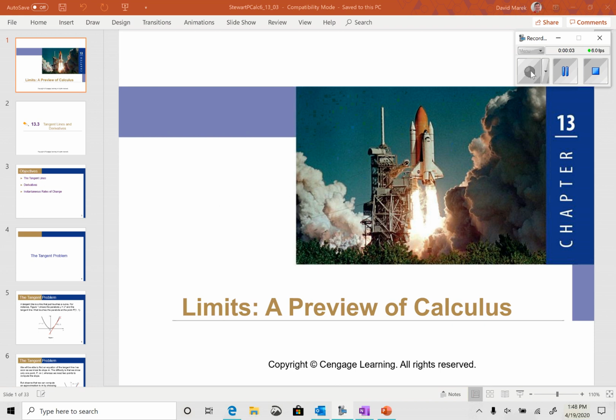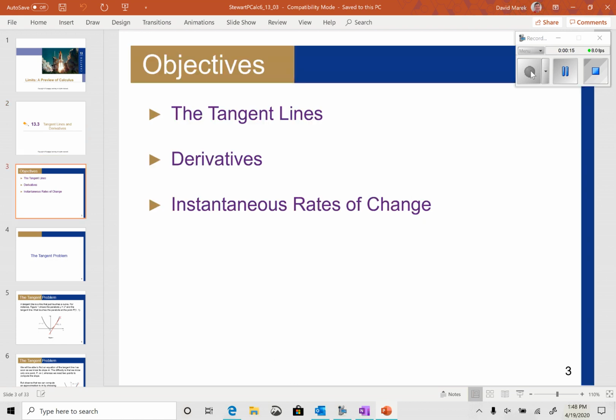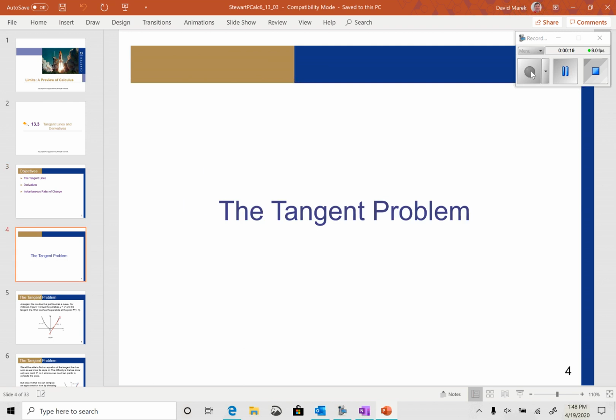Continuing on with chapter 13, let's take a look at section 3, tangent lines and derivatives. Now, the word tangent should sound familiar to you, but again, it's a useful word. It has several different definitions.